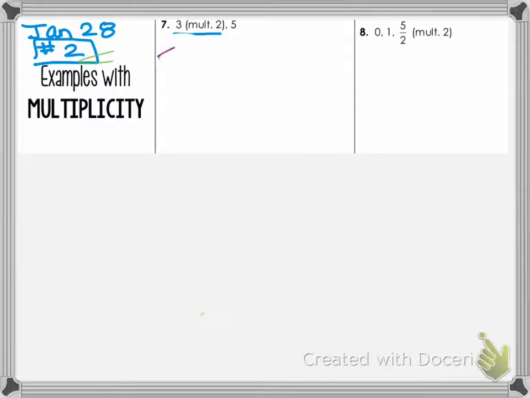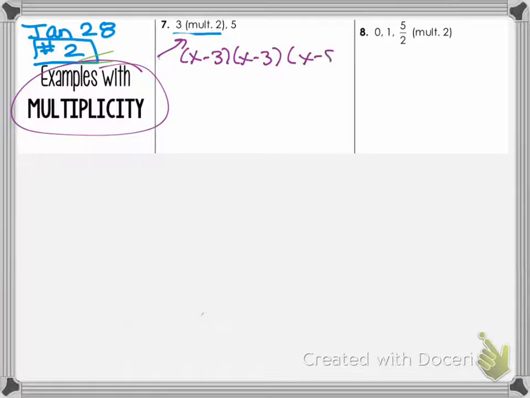Polynomials from the zeros and using multiplicity, which you know what multiplicity means. It means like there would be 2 3's as zeros. So we would have x minus 3 and another x minus 3 and then an x minus 5. So that's all that means. So this would be x squared minus 6x plus 9.